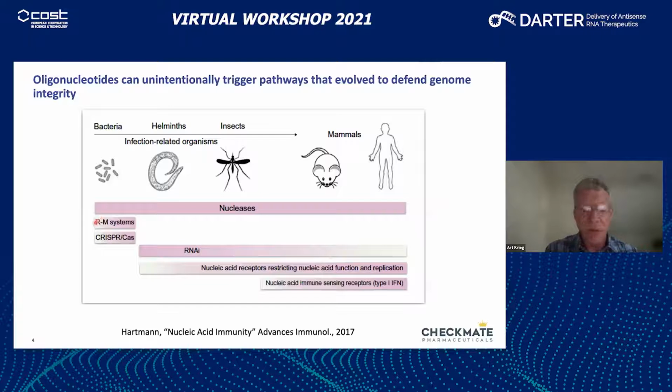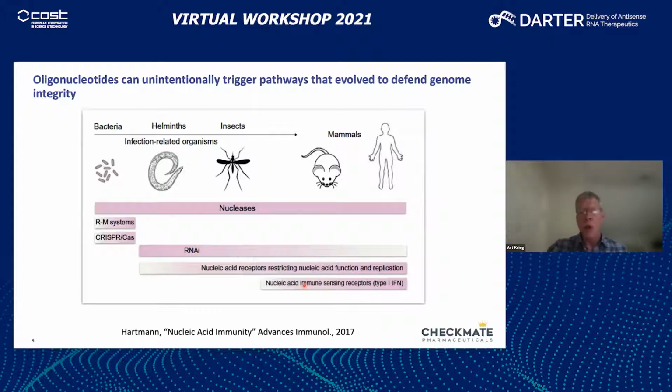Nucleases, restriction modification systems, CRISPR, and of course we take advantage of these therapeutically. So RNAi obviously evolved as a defense mechanism against foreign nucleic acids. We can use that therapeutically. And in their most highly evolved form, the receptors in mammals, the toll-like receptors and others, are very sophisticated at being able to detect foreign nucleic acids.